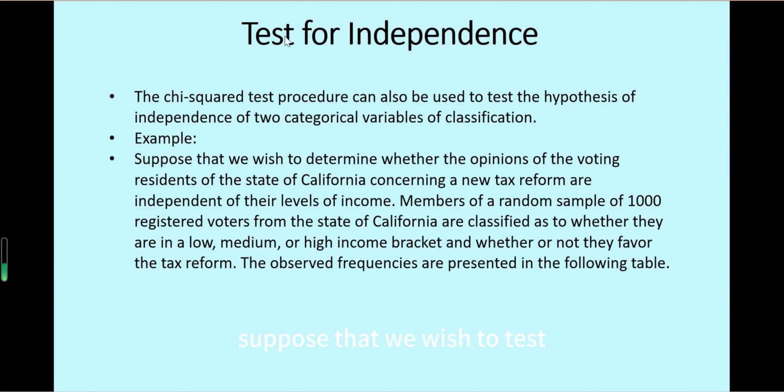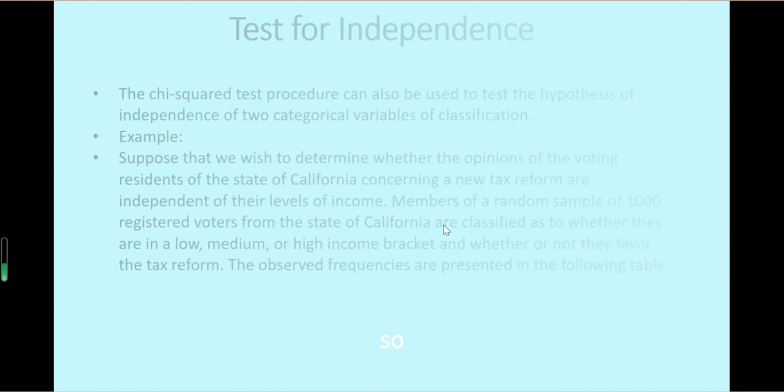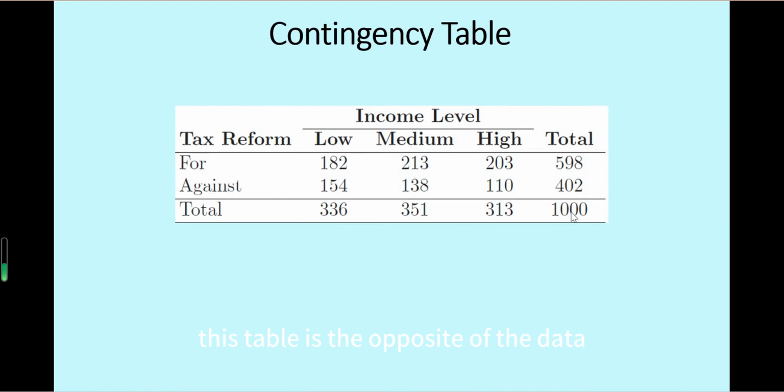Suppose that we wish to test whether the opinions of the voting of the state of California concerning a new tax reform is independent of the people's levels of income. So we take a sample, 1,000 random sample from the state, and we get the values for their income, low, medium, and high, and we also get their attitude towards the favoring of the tax reform. So this table is the display of the data.